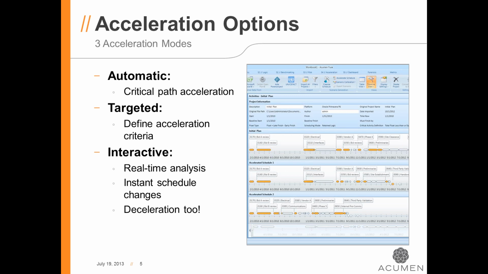Here's the 3 acceleration options or modes in the tool. The first is automatic acceleration. This is focused primarily on the critical path. Next, we have targeted acceleration. This is my favorite mode because we get to control which areas of the schedule get accelerated and which don't.